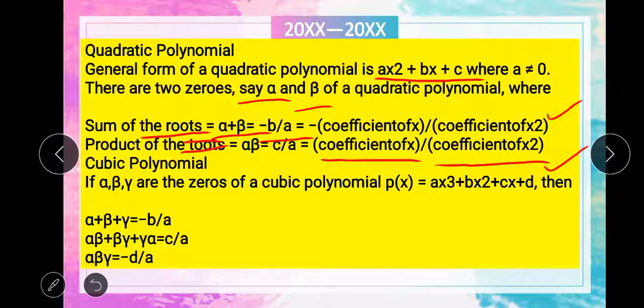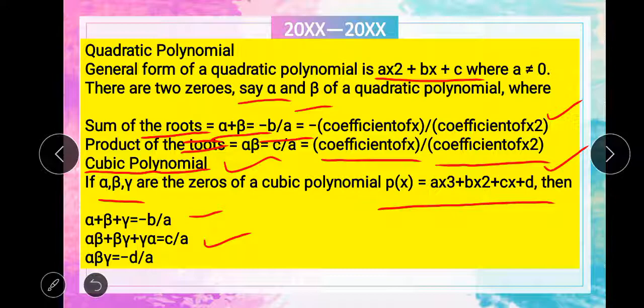If alpha, beta, gamma are the zeros of a cubic polynomial, then there will be three zeros, alpha, beta, gamma. Suppose the standard equation is ax cube plus bx square plus cx plus d. This is the standard cubic equation, as ax square plus bx plus c is the standard equation of a quadratic polynomial. Then alpha plus beta plus gamma is minus b by a. Alpha beta plus beta gamma plus gamma alpha is equal to c by a. Alpha beta gamma is equal to minus d by a, where d is the constant term.